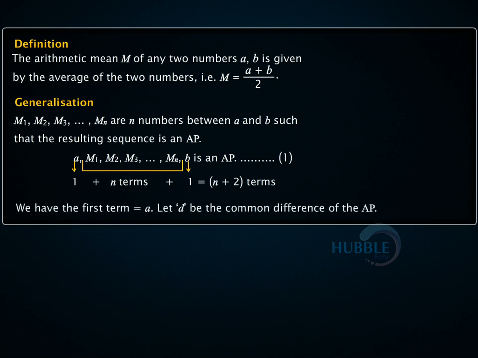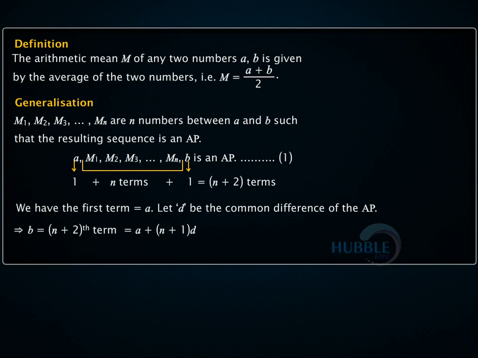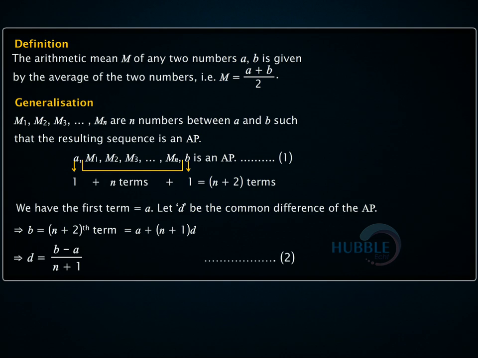Now we have A as the first term. Let D be the common difference of the AP. Then term B is equal to A plus (n plus 1) times D. As a result, D is given by equation 2.